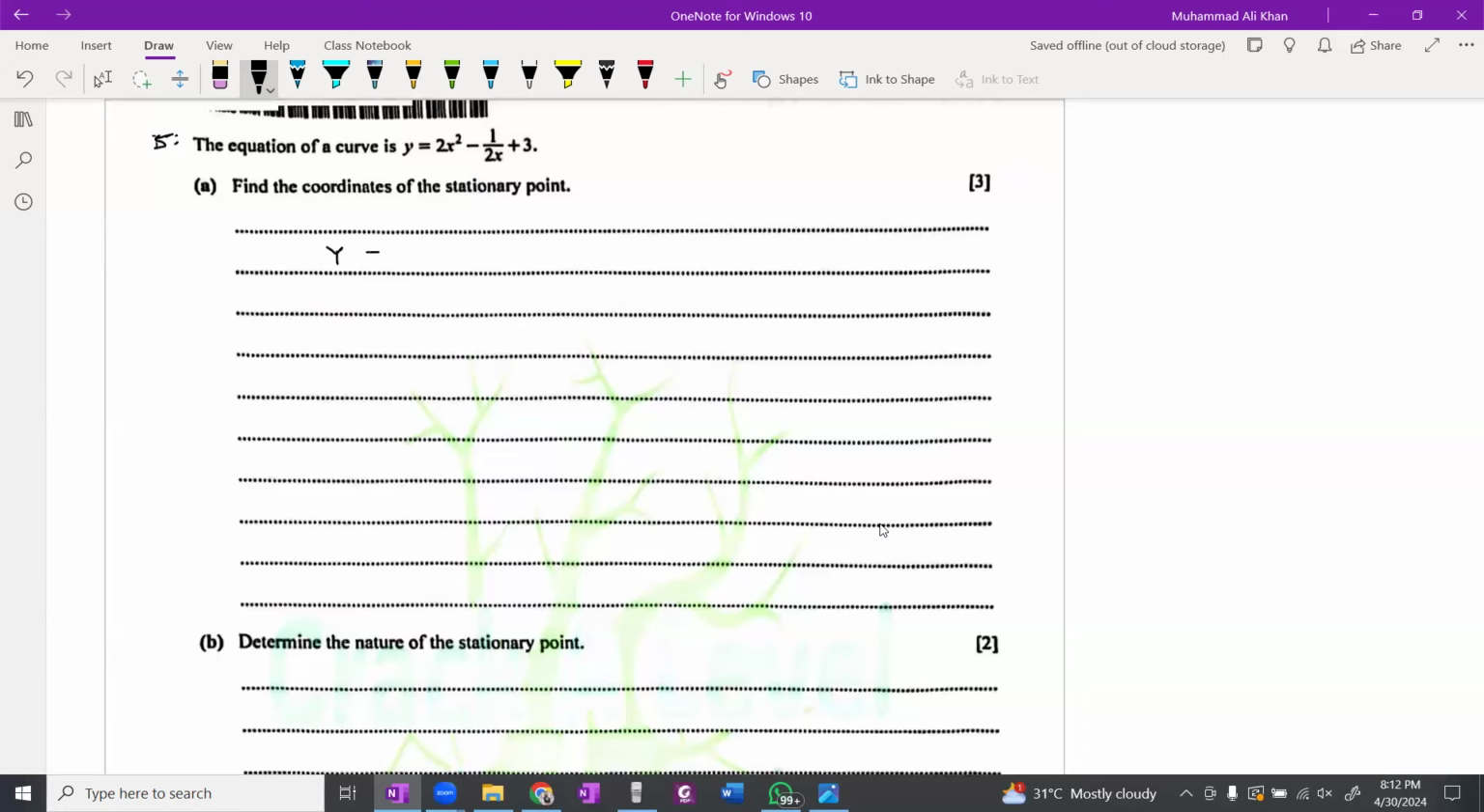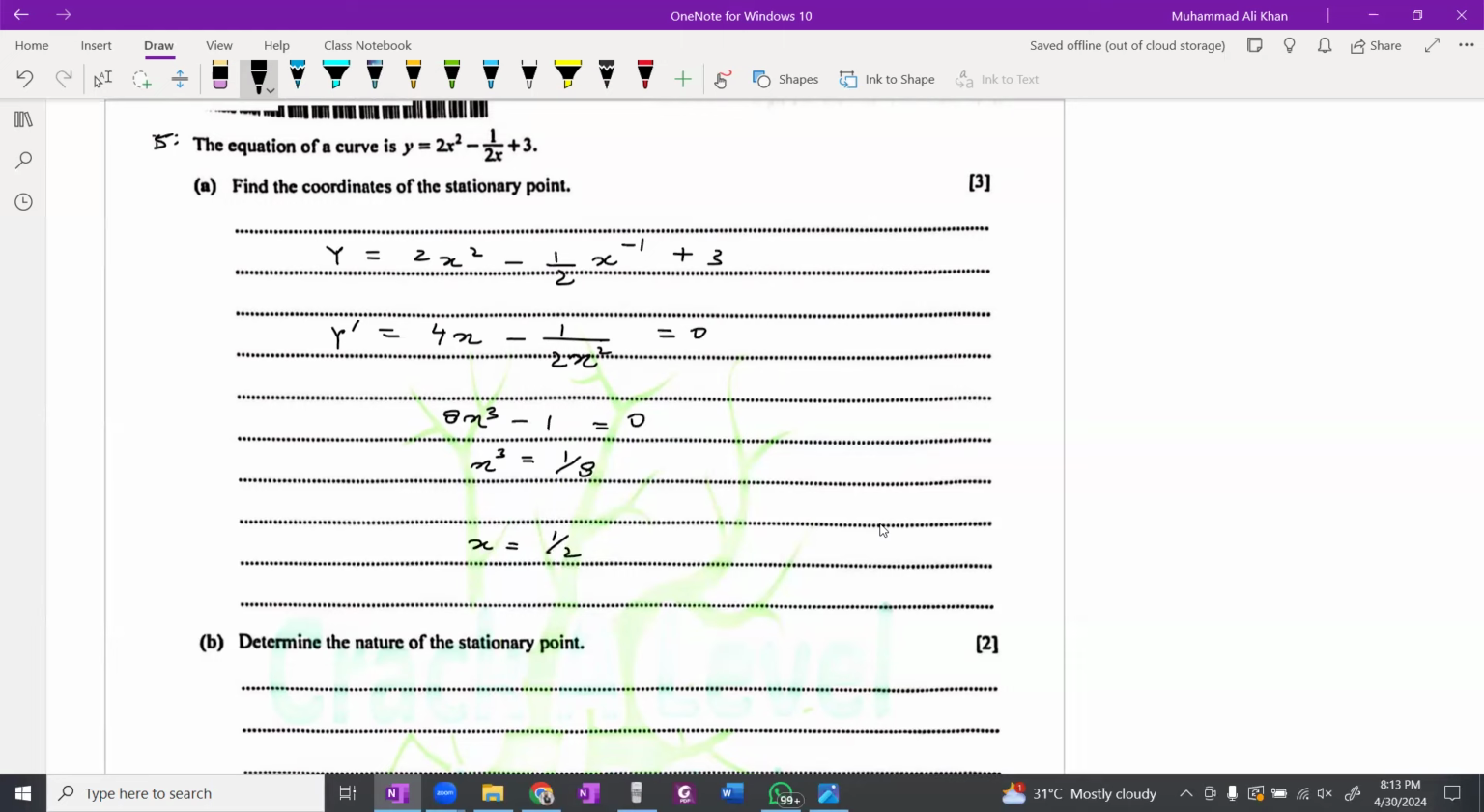In this, first calculate y dash. First, arrange the equation: y equals 2x squared minus 1 upon 2, x power minus 1, plus 3. So y dash is 4x minus 1 upon 2, x squared, and now equal to 0. Taking the LCM, 8x cubed minus 1 equals 0. The value of x cubed is 1 over 8, and the value of x is 1 over 2.